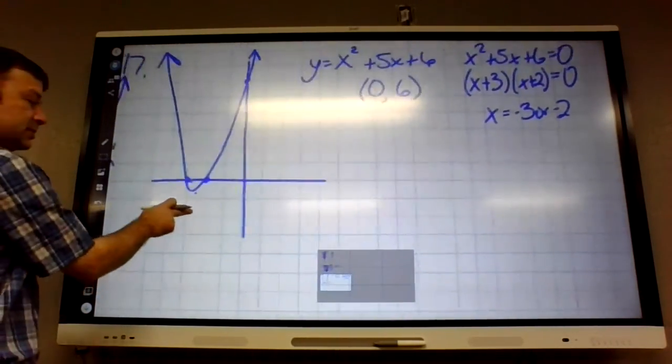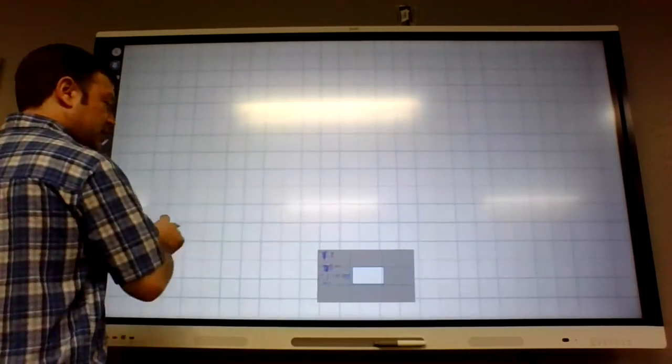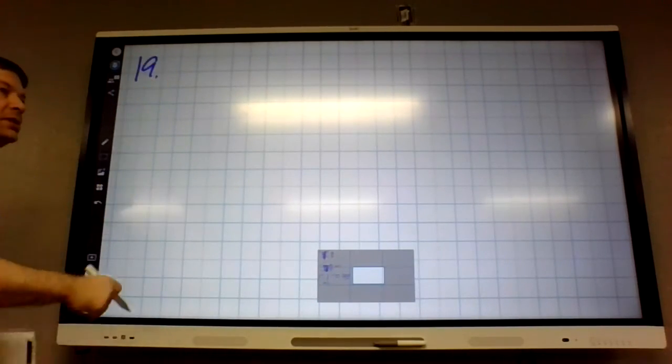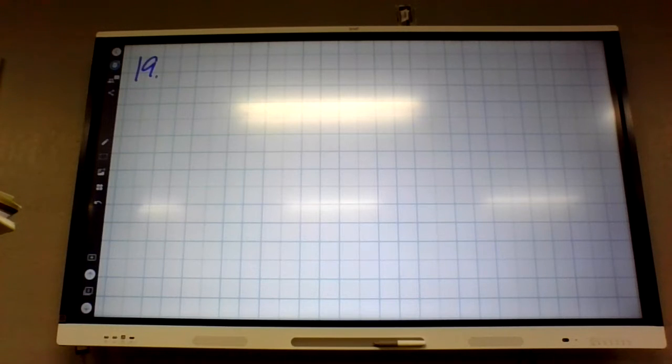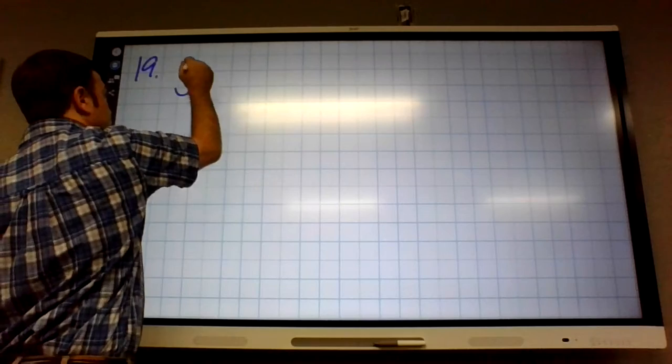Okay, last one. I guess I'll go sideways here. 19. -4x squared minus 4x plus 3.